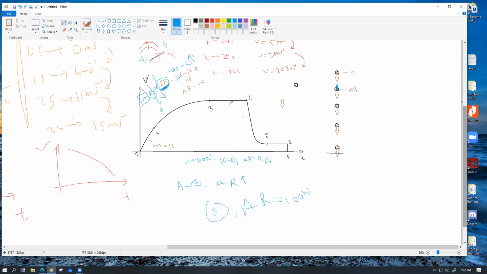So what are we going to do? We're going to deploy the parachute. That's what happens at position C. At position C, the person opens up the parachute. Now, what happens after the person opens up the parachute? I'm going to continue my lecture from this point onwards next class.